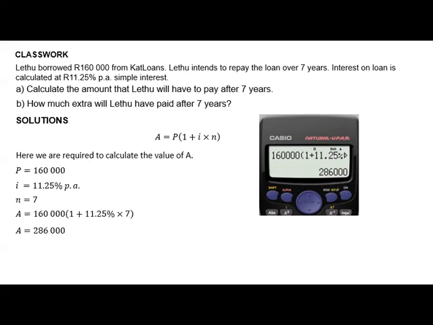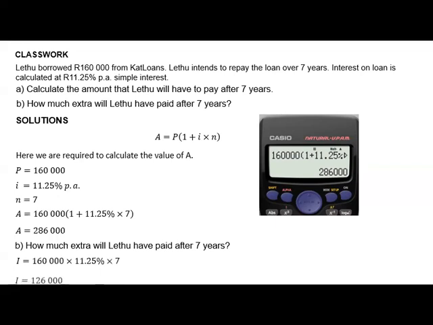How much extra will Letu have paid after 7 years? That is your interest. To calculate your interest, you will use the formula I = P times i times n. P is 160,000, i is 11.25%, and n is 7, and that will give you 126,000, which is the interest of the loan. Otherwise, you could have just taken A, which is 286,000, subtracted P, which is 160,000, and you were going to get 126,000 rand. Okay.